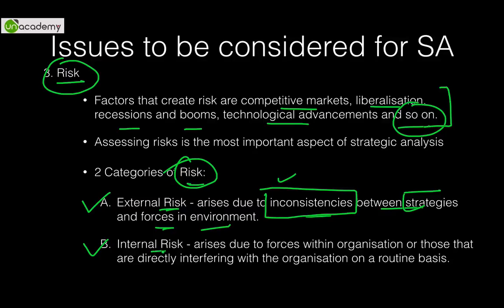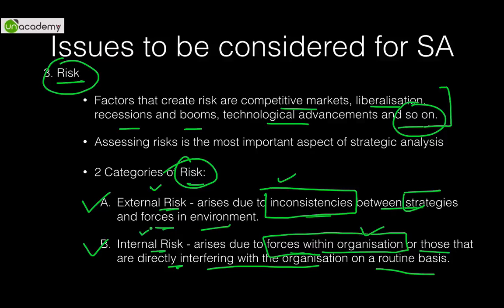Second being internal risk. It arises due to forces within the organization. So something which is in our control or those that are directly interfering with the organization on a routine basis. So on a day-to-day basis, internal risk is something that is impacting the organization internally. So two kinds of risk are there. First is external and the second is internal. Something that is beyond our control and has many inconsistencies is external risk. Something which is within our control and forces within the organization is internal risk.